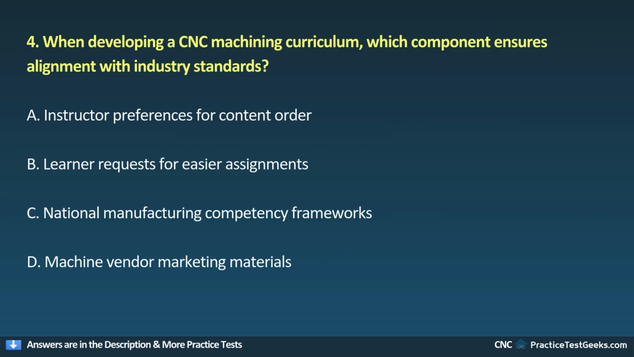4. When developing a CNC machining curriculum, which component ensures alignment with industry standards? A. Instructor preferences for content order. B. Learner requests for easier assignments. C. National manufacturing competency frameworks. D. Machine vendor marketing materials.